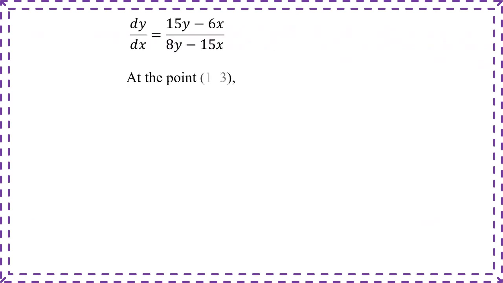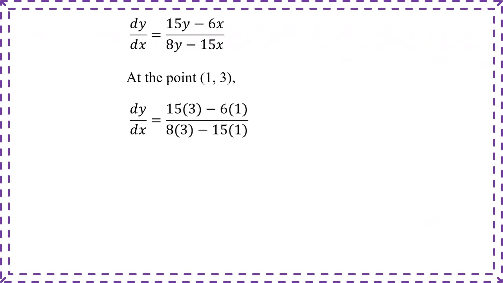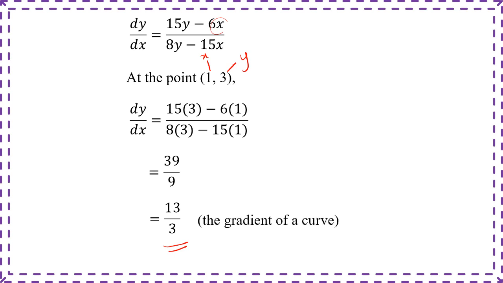So substitute the point, x equal to 1, y equal to 3. So 15 multiplied by 3 minus 6 multiplied by 1, all over 8 multiplied by 3 minus 15 multiplied by 1. The answer will be 39 over 9. So we have the gradient already. Okay? So simplify 39 over 9 will be 13 over 3. So this is the gradient of the curve at the point (1, 3).